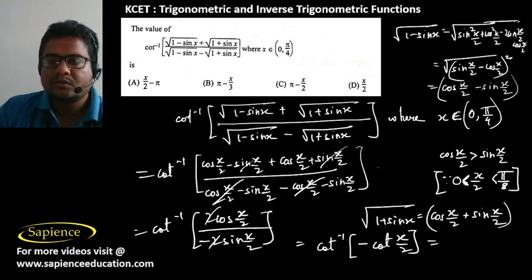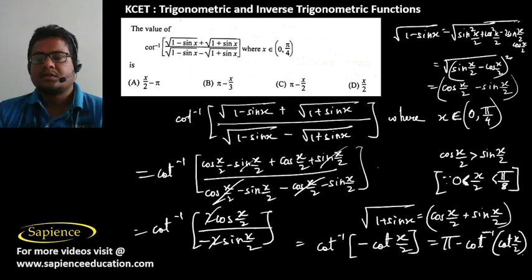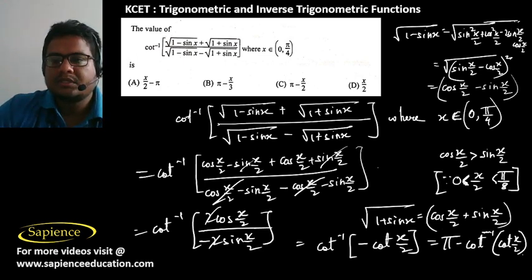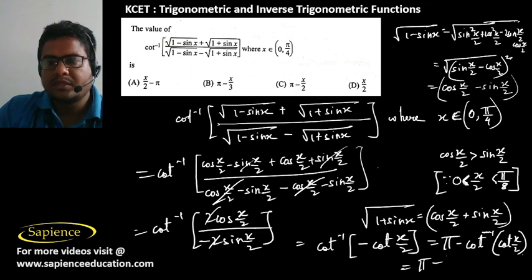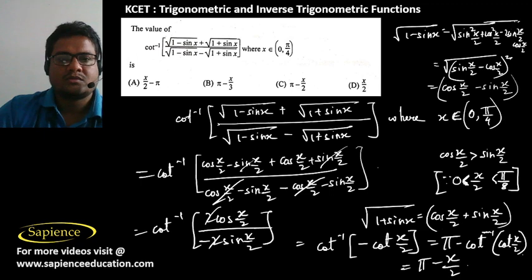So cot inverse of minus x is pi minus cot inverse x. So we can say that it is pi minus cot inverse of cot of x by 2. Now x by 2 is in the range 0 to pi by 8, which is within the principal value branch of cot inverse. So therefore we can write this is pi minus x by 2. So it means option C is the correct answer.